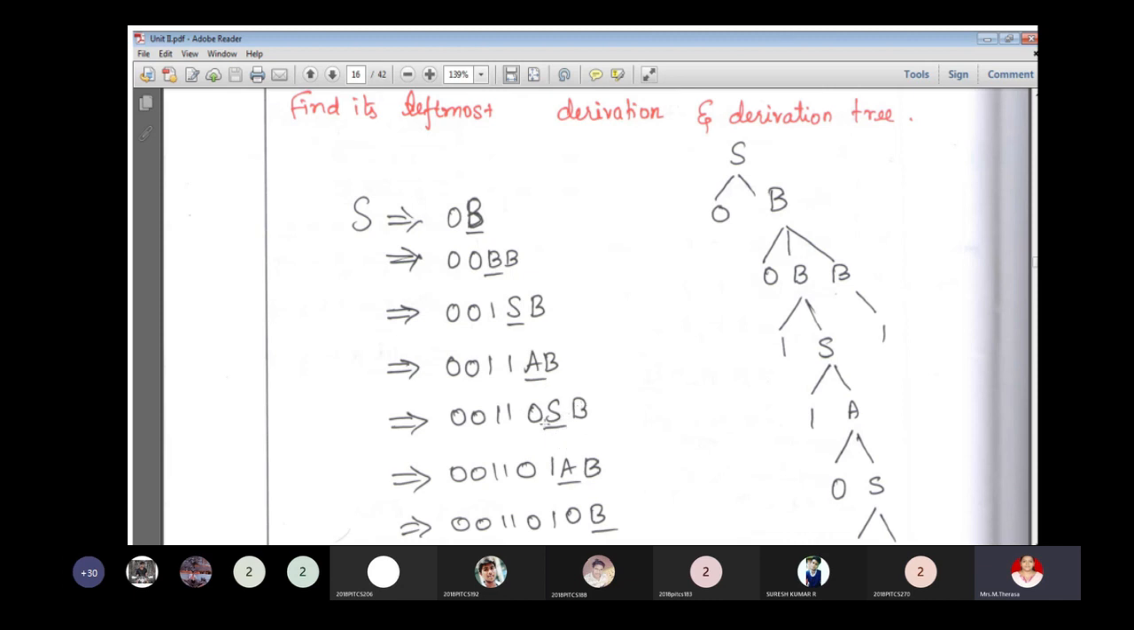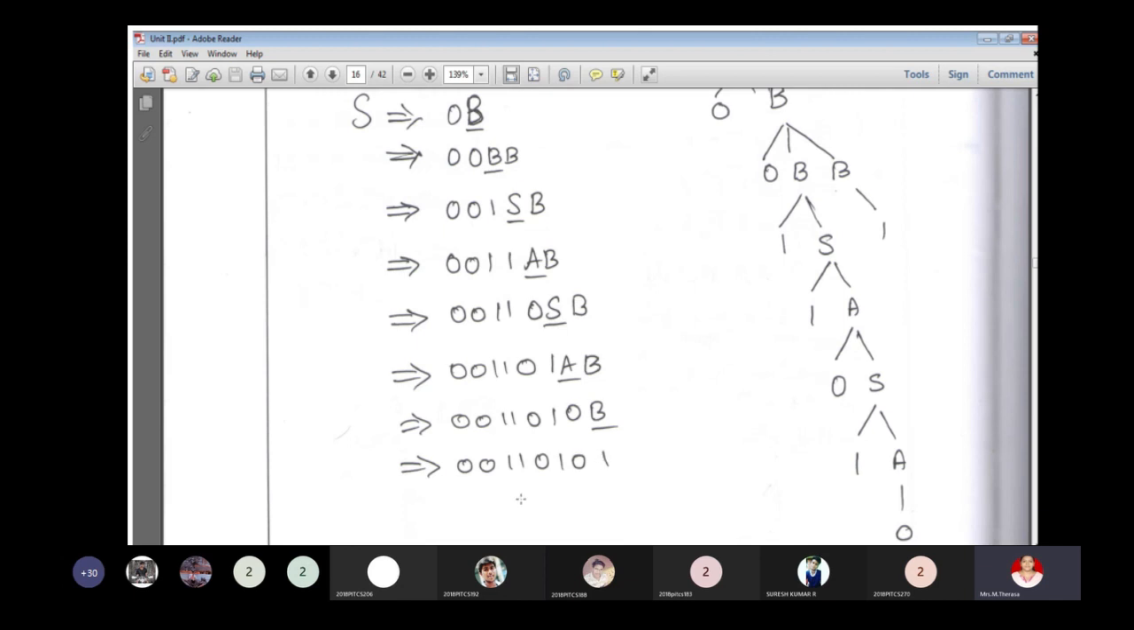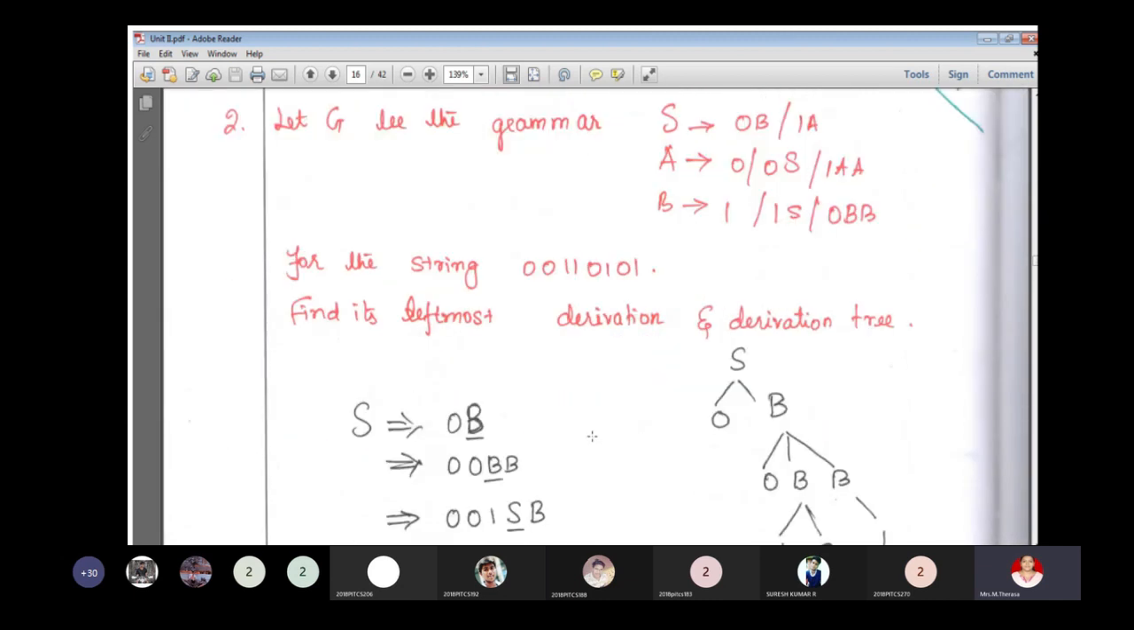Ahead you have two options S and B. This S can be replaced with 1A. Again you have two options A and B, and this A can be replaced with 0. At last you have only one non-terminal B that can be replaced with 1. So at last we have got the string 0 0 1 1 0 1 0 1. It is the string to be derived.